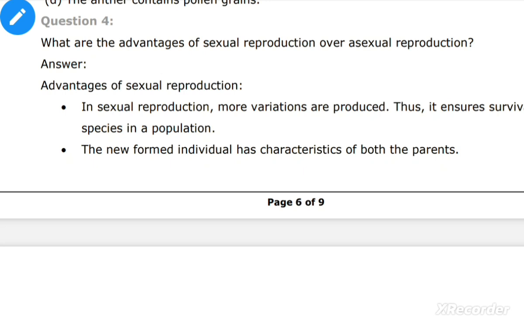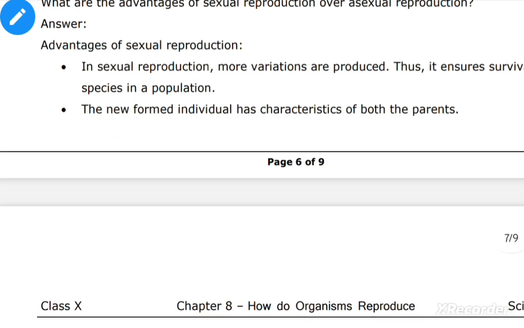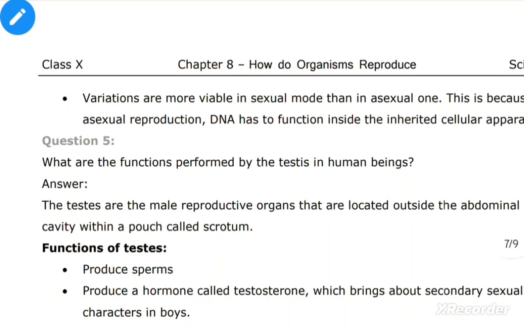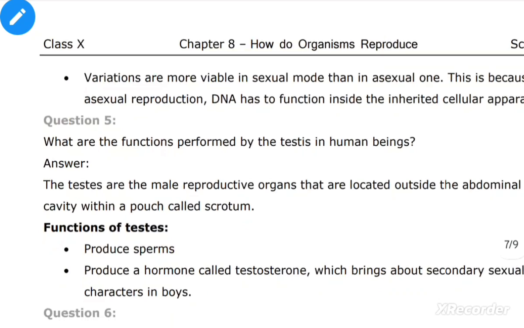First, in sexual reproduction, more variations are produced, thus it ensures survival of species in a population. Next, the newly formed individual has characteristics of both the parents. Next, variations are more viable in sexual mode than in asexual one. This is because in asexual reproduction, DNA has to function inside the inherent cellular apparatus.